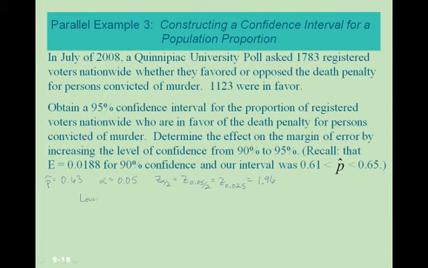So our lower bound is equal to 0.63 minus our z-value, 1.96, times the square root of 0.63 times (1 minus 0.63) over 1783. And remember that this part is E, and if we just work out that part, we get 0.0224. When we subtract that from our point estimate of 0.63, we get a value of 0.6076.